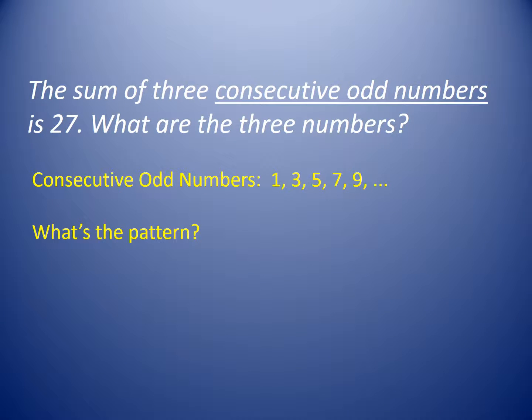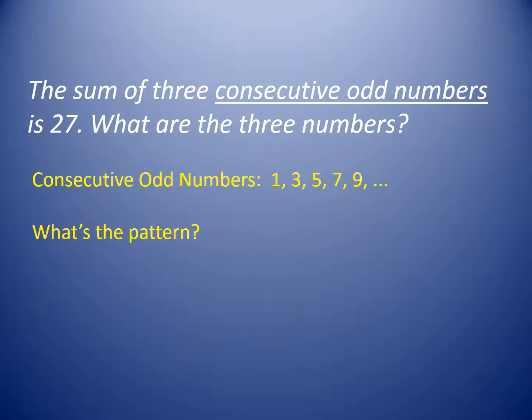All right, let's try another one. The sum of 3 consecutive odd numbers is 27. What are the 3 numbers? Well, in this case, again, let's make sure we know what consecutive odd numbers are. They're numbers in sequence, except this time we only pick the odd numbers: 1, 3, 5, 7, and 9.